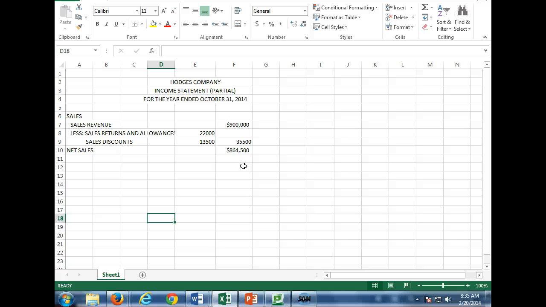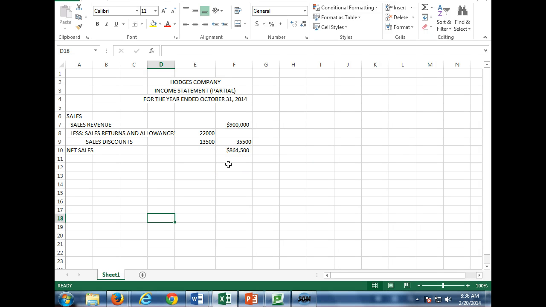Now, this is a little tricky. Freight out, it's not freight in, is it? Freight out is a sales expense. It's not part of inventory. Freight in is going to be part of inventory, but freight out is not part of inventory. How are we doing?